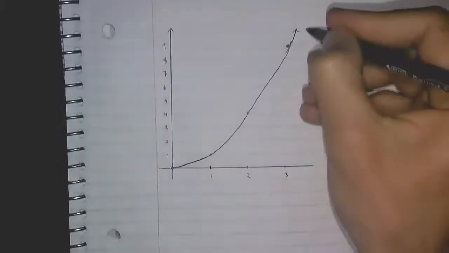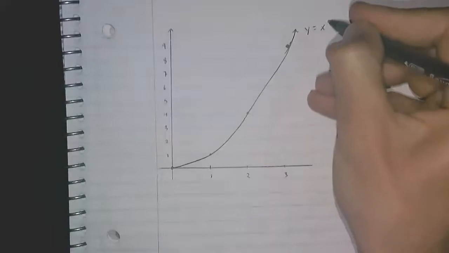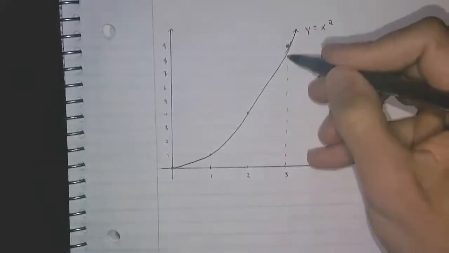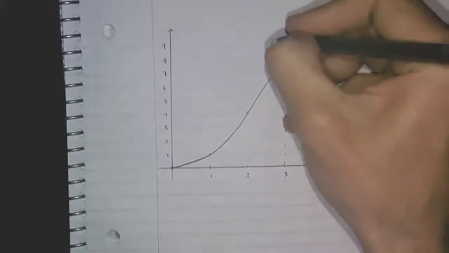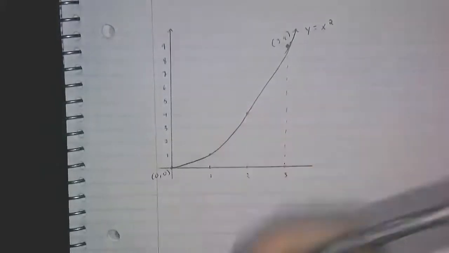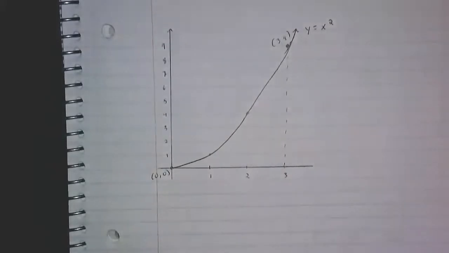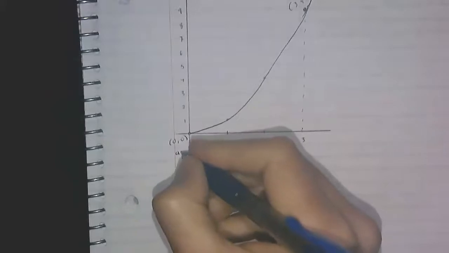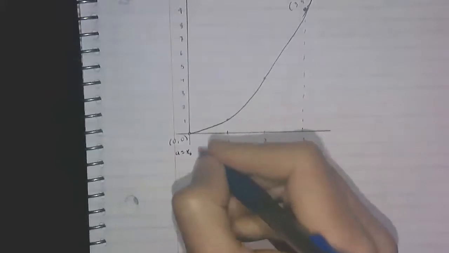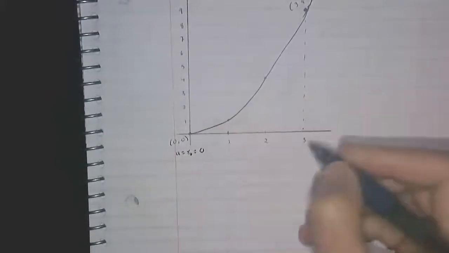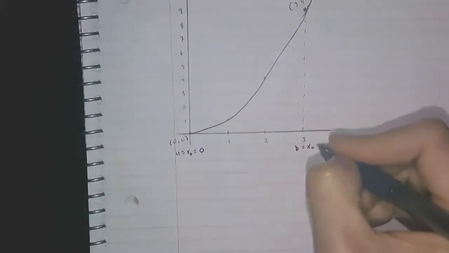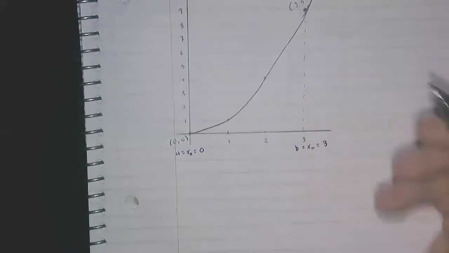This is still y equals x squared, and we want the area from 0 to 3. So a, or x naught, is still equal to 0, and b, or x sub n, is still equal to 3.